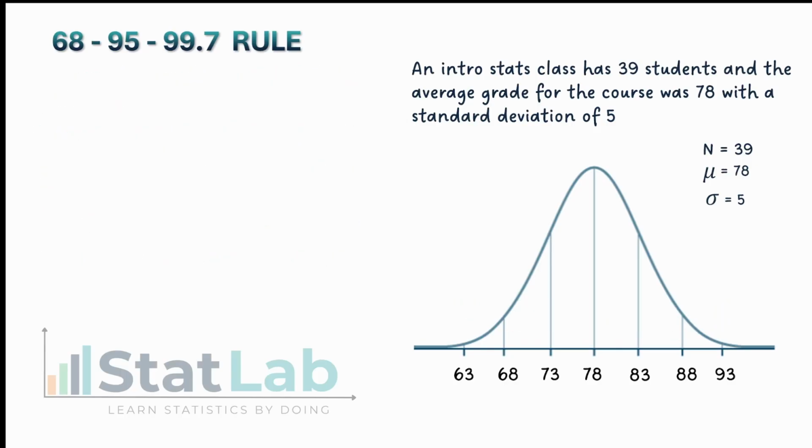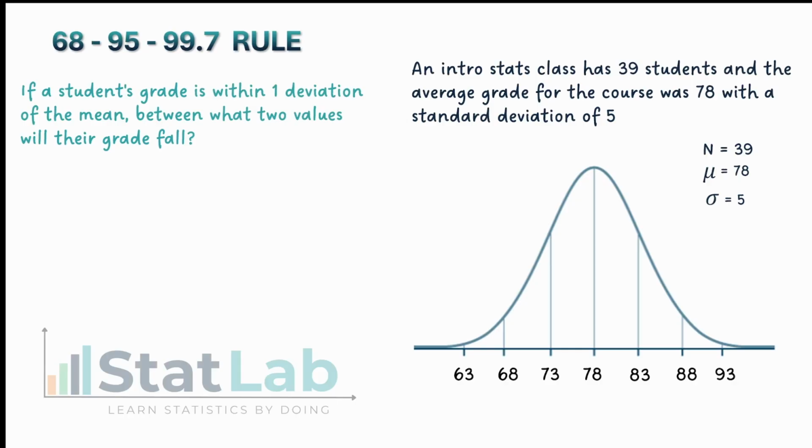Let's look at a couple other examples. If a student's grade is within 1 standard deviation of the mean, between what 2 values will their grade fall? Of course, we know that 73 and 83 are our first deviation in either direction, right here. So we can just simply say that if a student has a grade within 1 deviation of the mean, their grade must fall between 73 and 83.